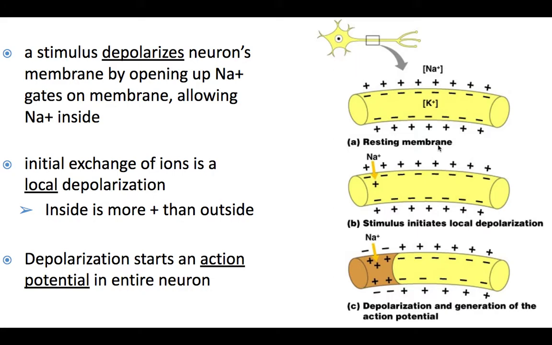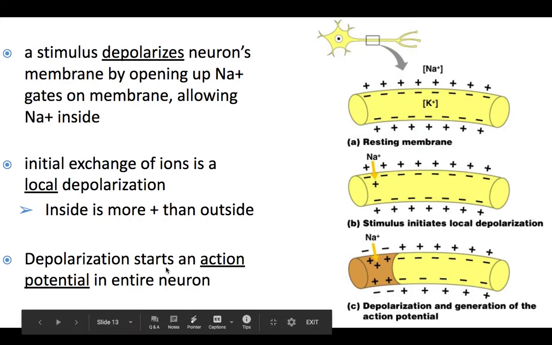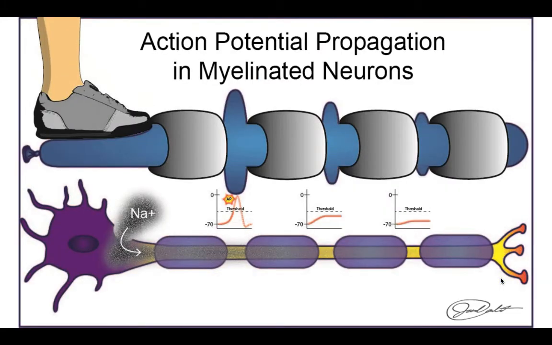So stimulus initiates depolarization when the sodium ions come inside. And for a very brief moment in time, the inside is now depolarized. So that initial exchange of ions is a local depolarization. It makes the inside more positive than the outside. And then that depolarization starts an action potential in the entire neuron where now that the inside is positive here, that's going to trigger more sodium channels to open, so more positive charges go in, and it goes down the length of the axon, and that's called an action potential, also known as a nerve impulse.